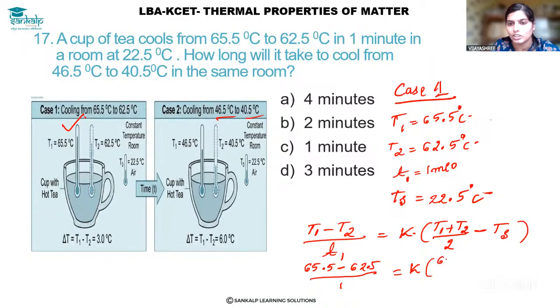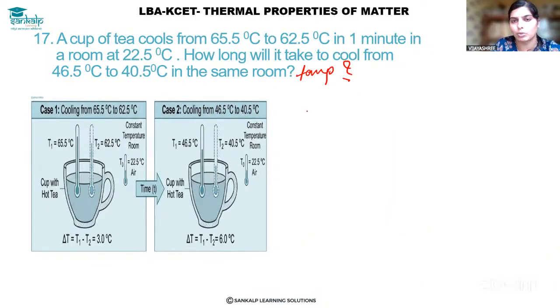T1 plus T2, that is, 65.5 plus 62.5 divided by 2, minus the surrounding temperature, 22.5 degrees Celsius. Right. So let us simplify this. If we simplify this further, 65.5 minus 62.5 is equal to 3 degrees Celsius. So which is equal to 3 degrees Celsius.